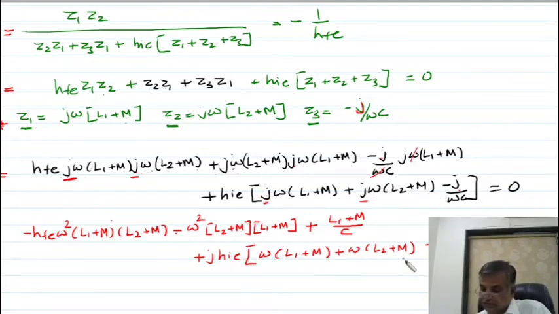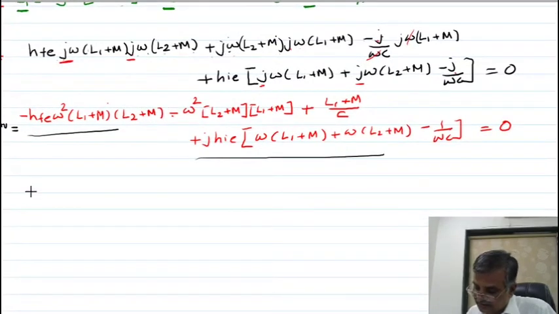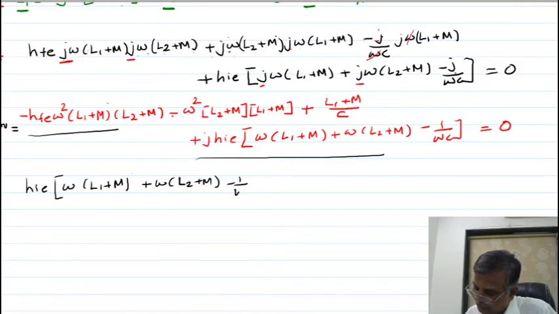So I'll get this. This is your equation of KVL. This equation is nothing but the KVL. Imaginary part: for the loop gain to be real, the imaginary part should be 0. As a result, I can write that the imaginary part in the above equation is 0. So this term, ω(L2 + M) minus 1/(ωC), is equal to 0. Means this part is 0.